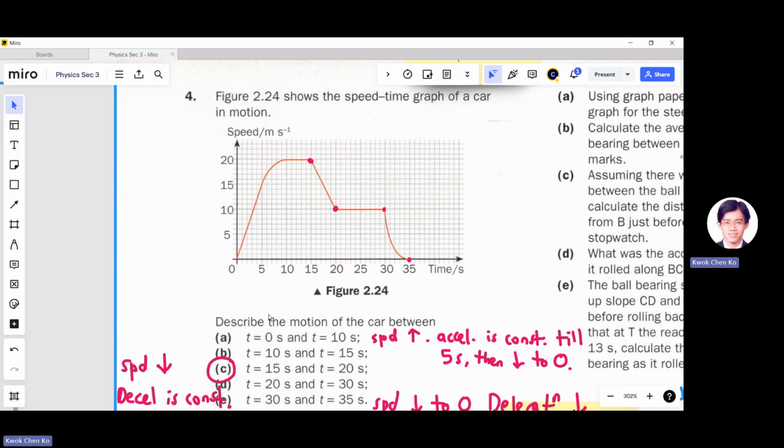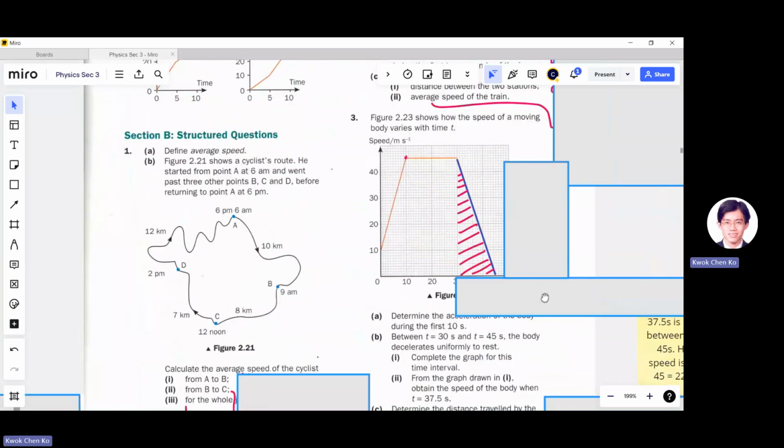But I was telling her a trick just now. You didn't manage to get it, is it? Oh, you want to hear the trick? The speed is constant, then acceleration is... speed constant means acceleration is zero. Okay, don't get confused. I was telling her the trick.